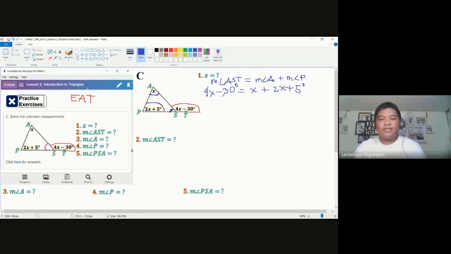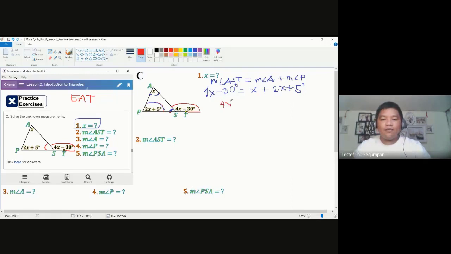So we will be using this equation to solve for the first question, the value of x. After we solve this, we can substitute it to solve for the measurement of angle AST, which is what number 2 is all about, and also for the measurements of angle A and angle P for number 4. As for number 5, we will do a little bit of analysis later on. So please let's start focusing here.